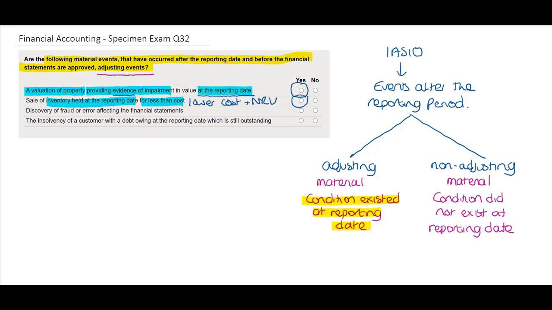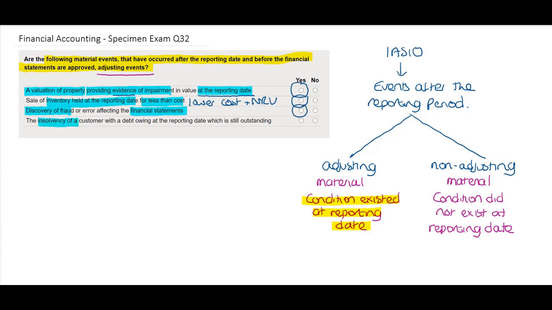The next statement says that there was a discovery of fraud or error affecting the financial statements. If there has been an impact on the financial statements, then the condition must have existed at the reporting date and so should be adjusting.